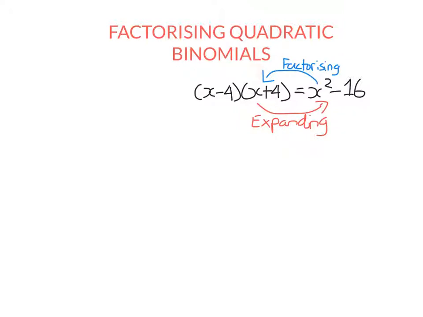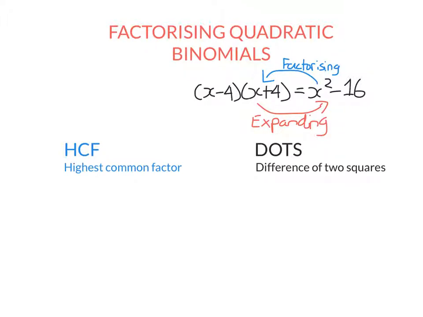So we're looking at quadratic binomials. So quadratic means there'll be an x squared term. Binomial means two terms. This has 1, 2 terms. So it turns out that there are two methods for factorizing quadratic binomials. Sometimes you'll use one, sometimes you'll use both. So the two methods we use are HCF, highest common factor, and DOTS, difference of two squares. So we use highest common factor whenever there is a common factor. So always try that one first.